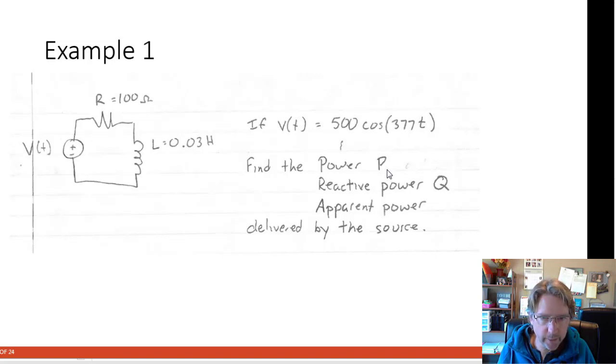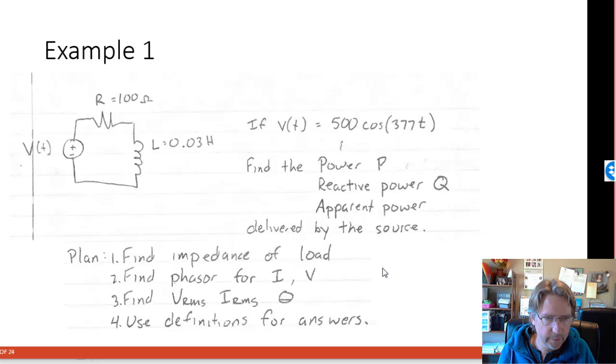We're supposed to find the power P, the reactive power Q, and the apparent power, so the full power triangle that's delivered by the source. So what's coming out of here, because there's power going into here, and into here. When we talk about power, you want to be specific about where the power is. That's an important thing to see. So, power delivered by the source.